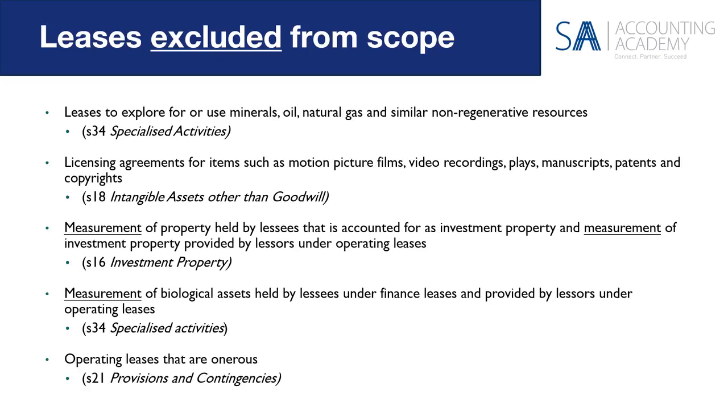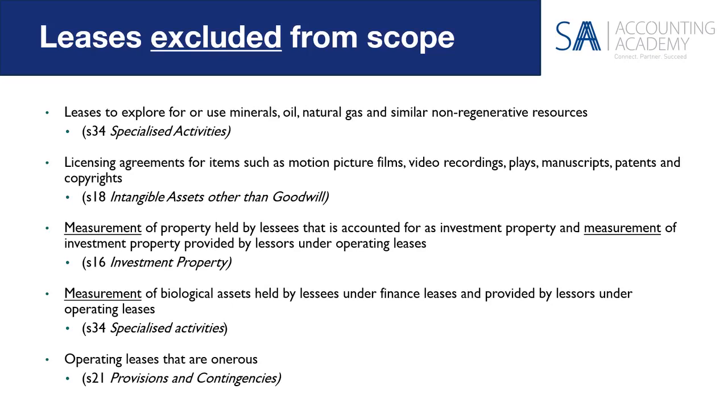And then lastly, the moment that an operating lease becomes onerous, immediately Section 21 takes over that lease, because that lease is onerous, and hence a provision for that onerous contract in respect of the expected loss that is made, or expected to be made, on that contract must be provided for the moment that that contract becomes onerous.